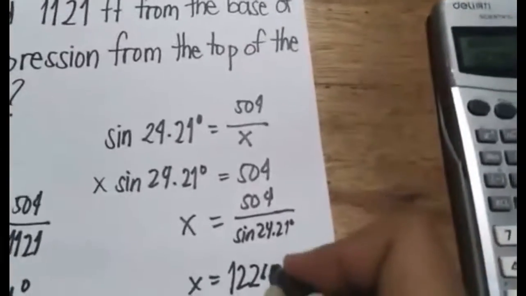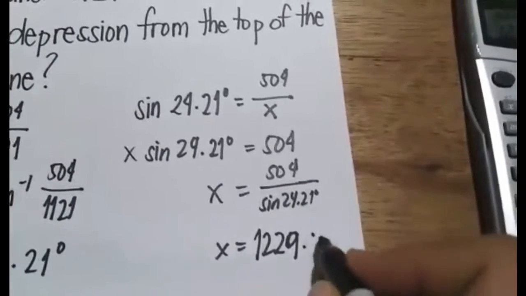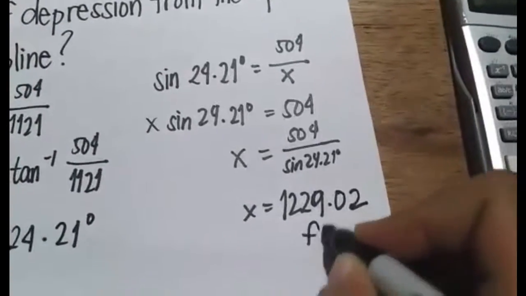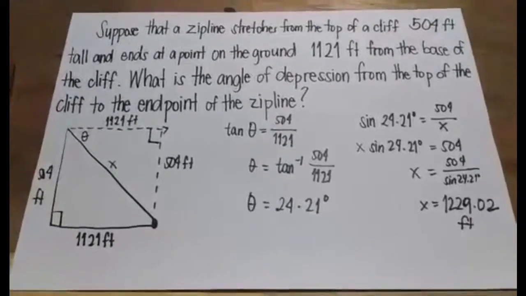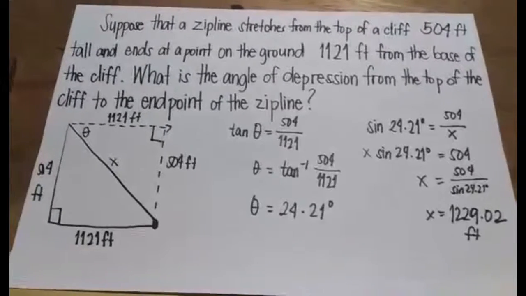which means that the length of the zipline is 1229 feet. So there you have it, guys. That's how you use the different trigonometric functions in answering problems regarding angle of depressions.